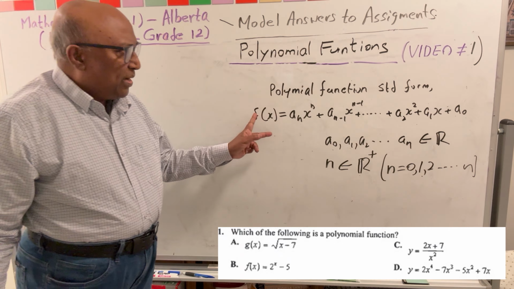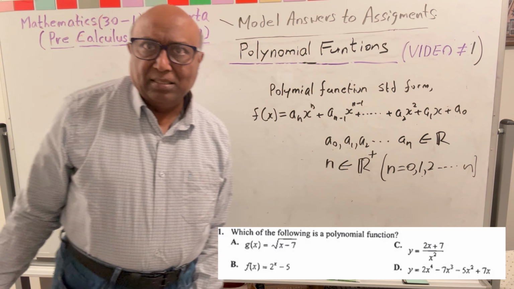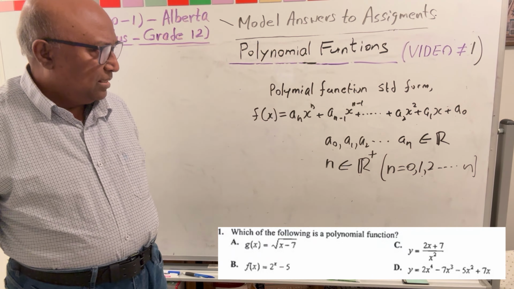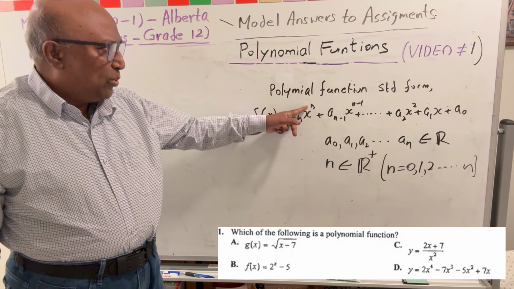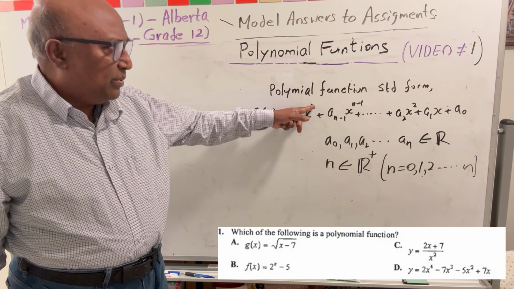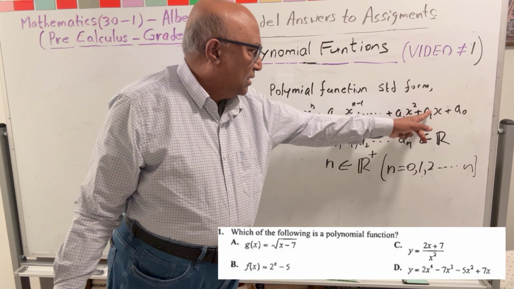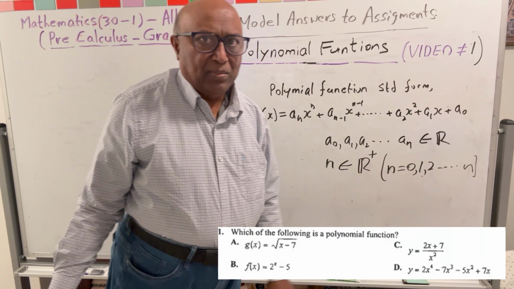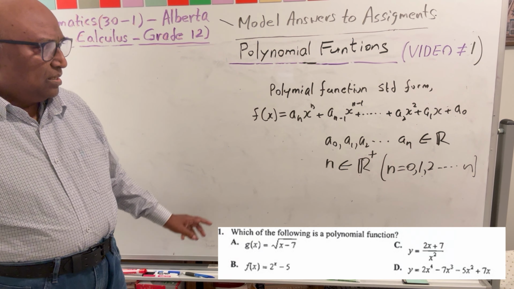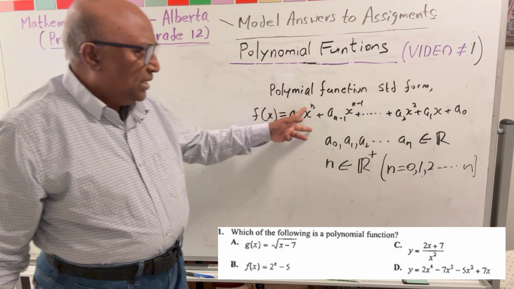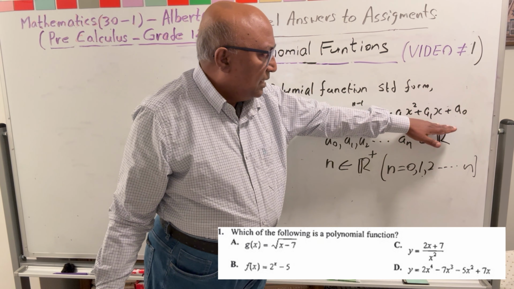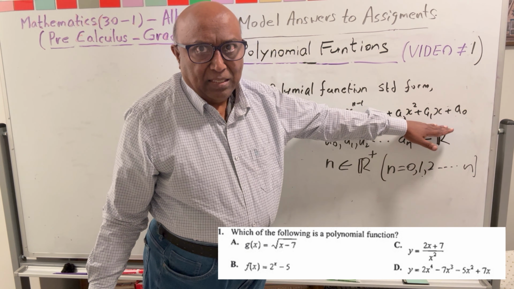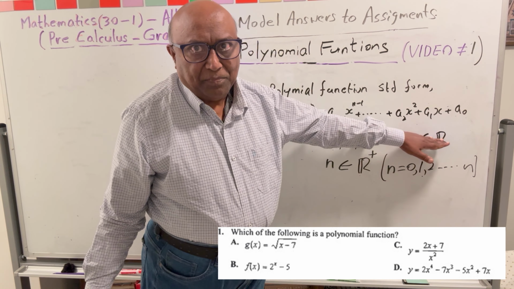That means in order to identify the polynomial function, you have to look for these properties. Exponents of x must be whole numbers. a_1, a_2, a_n should be real numbers. Actually, we should be able to see everything in the numerator. There is no function in the denominator.